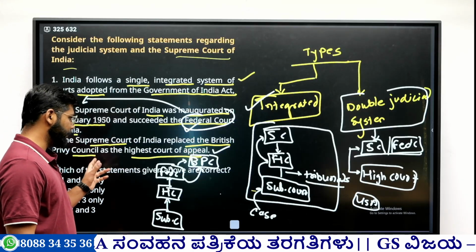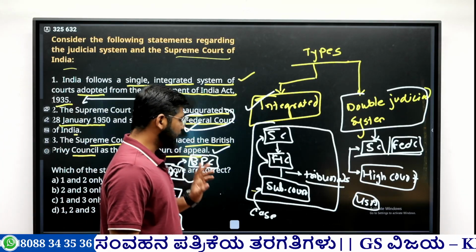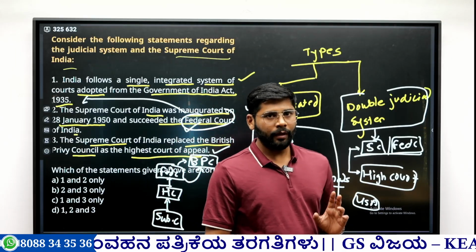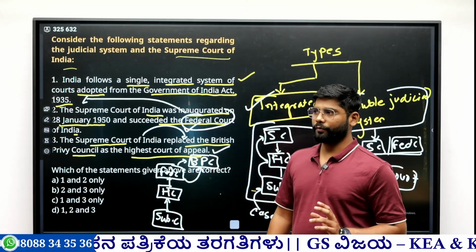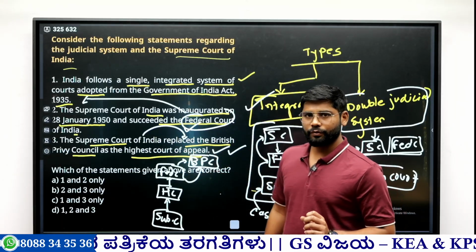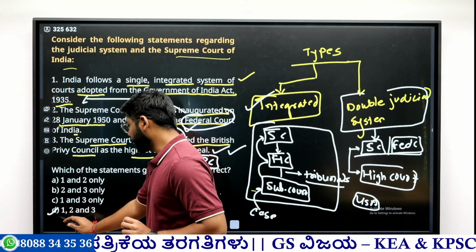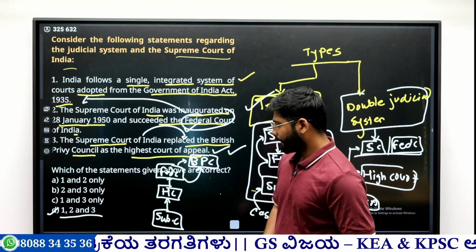But what happened when the Supreme Court came into existence? The Supreme Court became the highest court of appeal. So that's why it replaced the British Privy Council. So the third statement is also correct. So the correct answer here is D: 1, 2, 3 all are correct here. Okay.